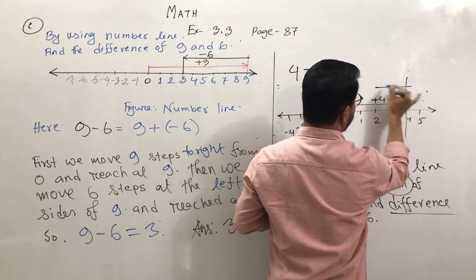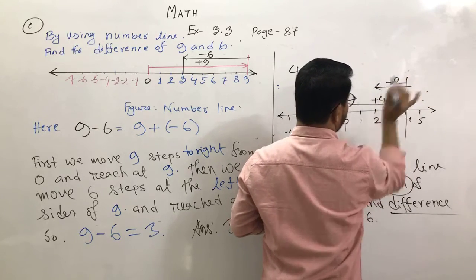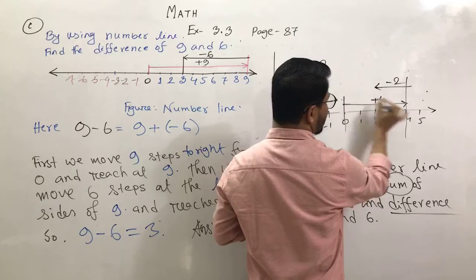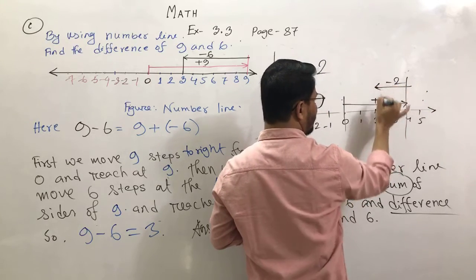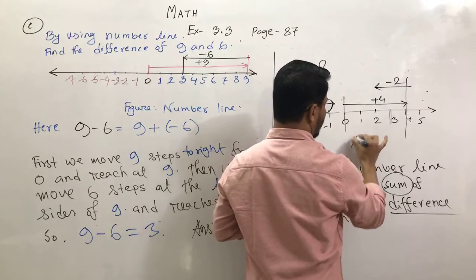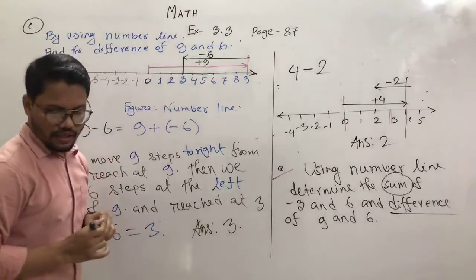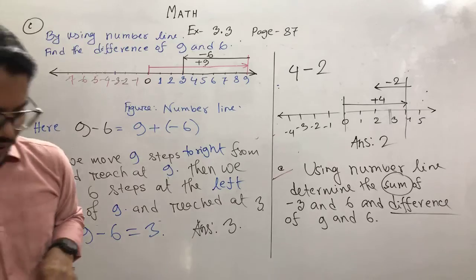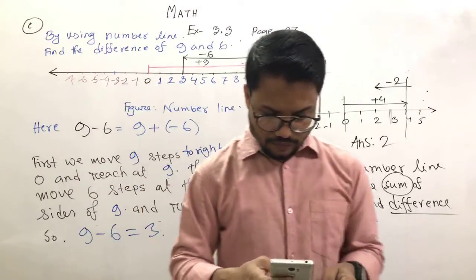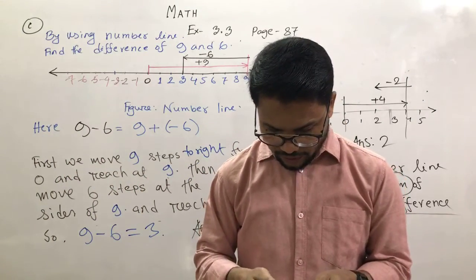-2 স্টেপ আমরা এখানে ব্যাক করব, করলে সেটা কোথায় মিট করবে? ফার্স্ট লাইন কমপ্লিটেড এট 4, সেকেন্ড লাইন কমপ্লিটেড এট 2। সো আনসার ইজ, দিস আনসার উইল বি 2। Dear students, any more question? Any more question?